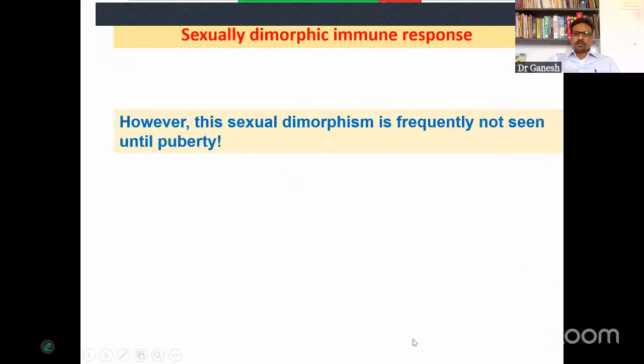However, this sexual dimorphism is frequently not seen until puberty. And you know the reason very well, that until the puberty, the hormones concerned with the reproduction are not well developed. So that at the time of the puberty, the hormones responsible for reproduction are highly active. So then the sexual dimorphic nature becomes more prominent after the puberty.